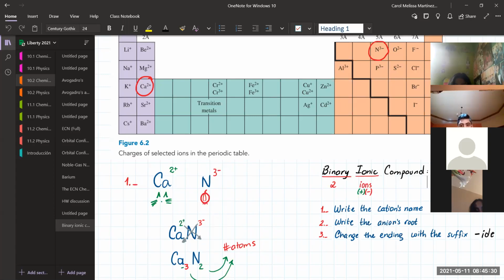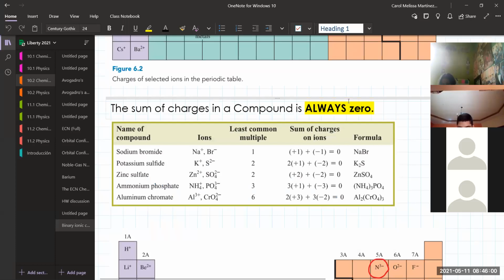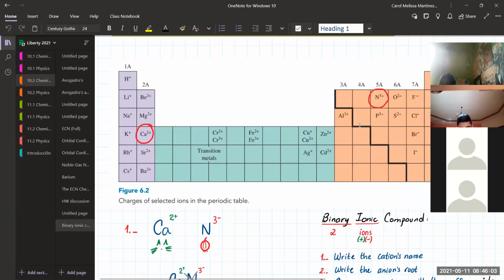You cannot have negative 3 glasses of milk. When you talk about quantities, the quantity of something is always a positive number. That's why the number of atoms that are written as subscripts are always positive. Always positive. Just remember this. Because they represent the number of atoms. And remember what I said in the beginning. The sum of the charges in a compound is always 0.